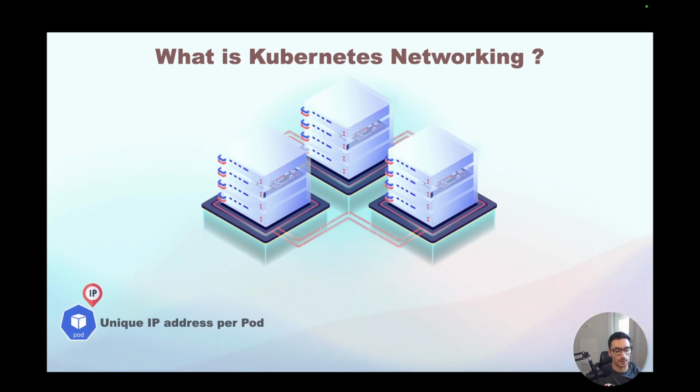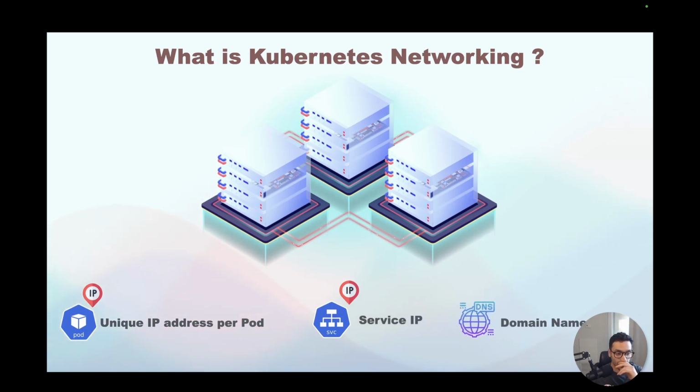Key components in Kubernetes networking: we have the pod IP, so every pod gets a unique IP address within the cluster, enabling direct communication with other pods. A service IP provides stable endpoints for accessing pods, abstracting the underlying dynamic IPs of the pods. Domain name server, DNS: Kubernetes automatically assigns a DNS name to services, simplifying the discovery process.